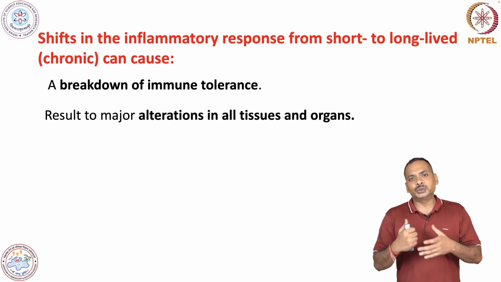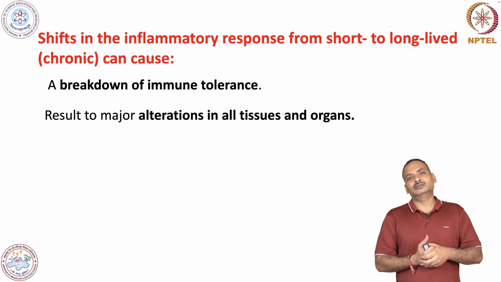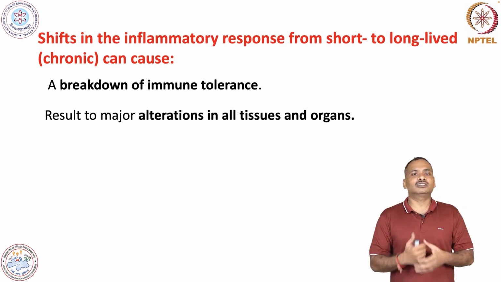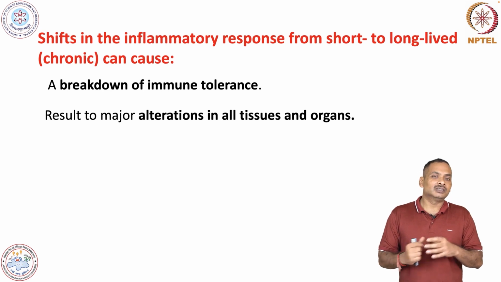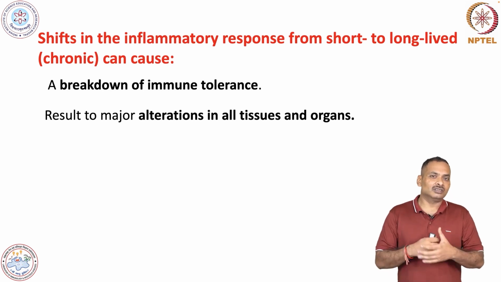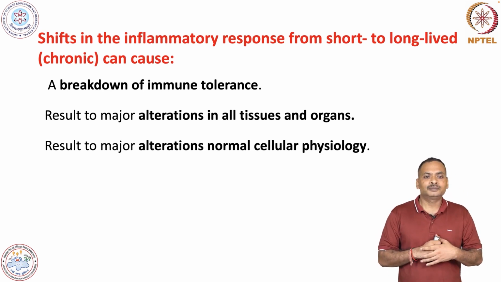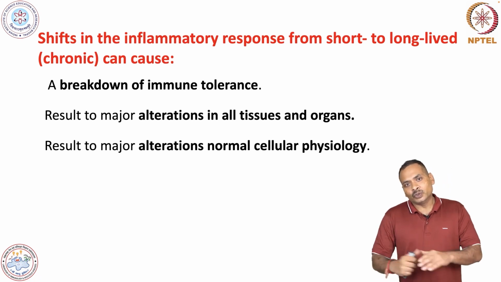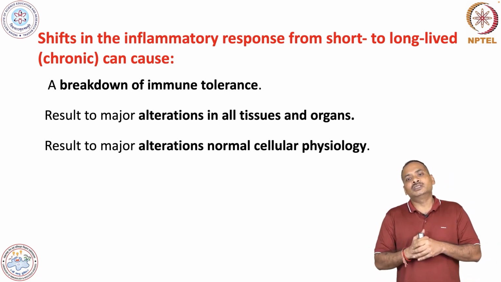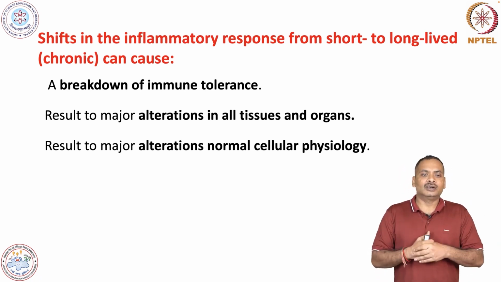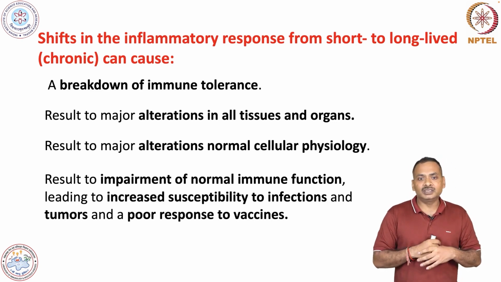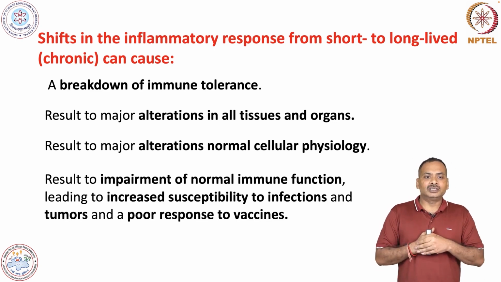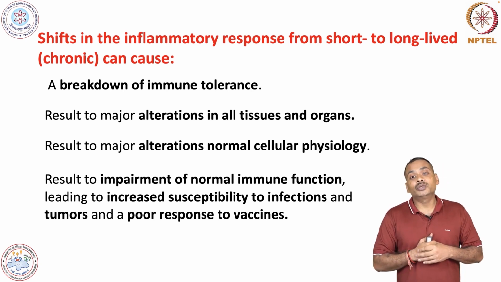Alteration in all tissues and organs: there will be a restructuring of tissues and organs. Restructuring means at the molecular level or cellular level, if you look at it. When there is alteration in tissues and organs, that will of course disturb the normal cellular physiology, and that may result in the impairment of immune function.